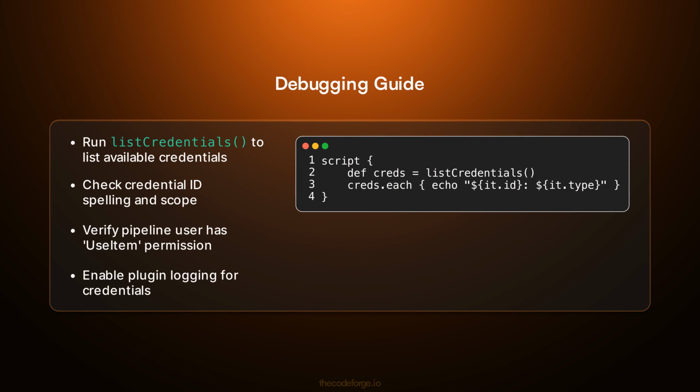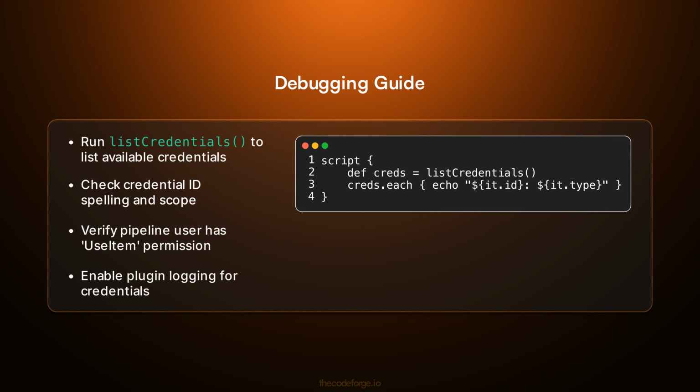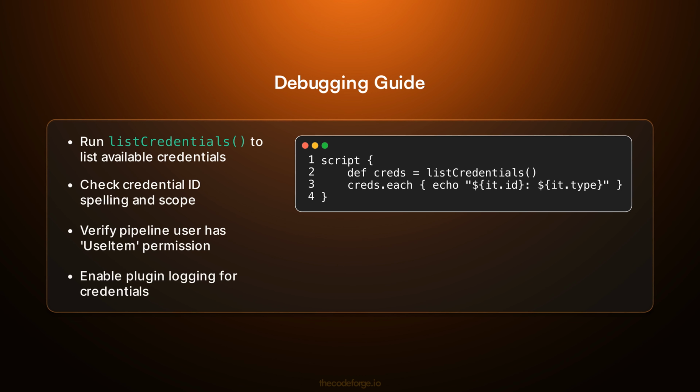To debug credential issues, use the listCredentials step to see all credentials accessible in the current context. Check the credential ID and scope. Ensure the pipeline user has permission. Enable logging for the credentials plugin to get detailed error messages.